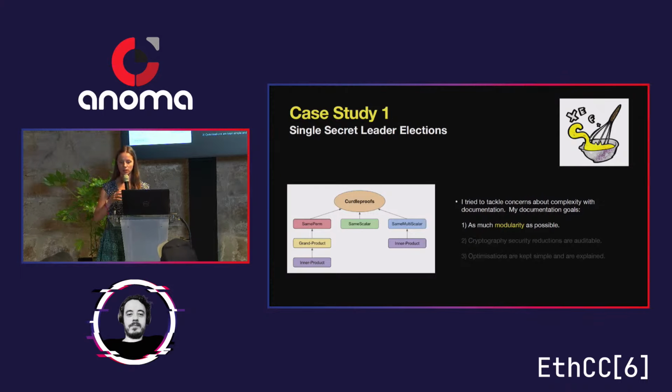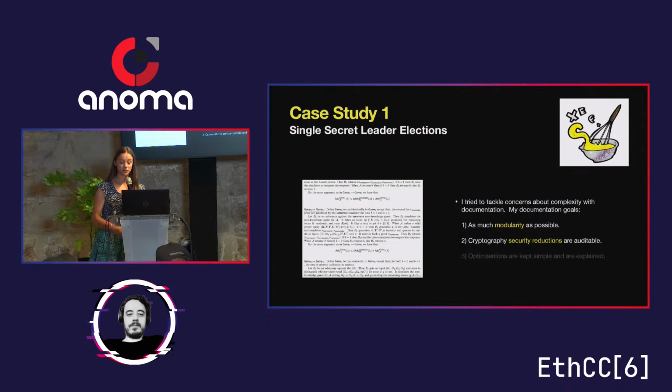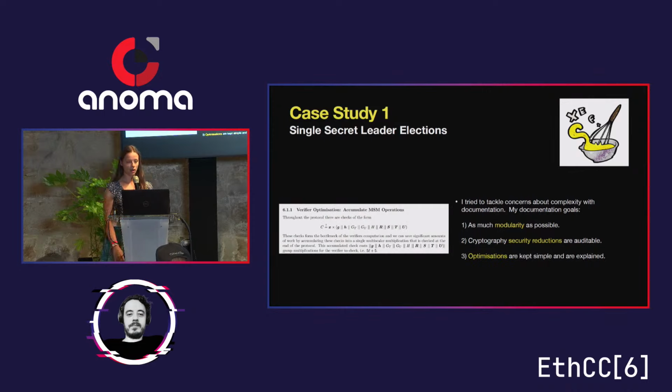And I don't mean UC by this, which cryptographers would mean something specific by. I literally just mean that the inputs and the outputs are very clearly defined, and if it's calling a sub-protocol, it's clear how it interacts with that sub-protocol. Cryptography reductions are auditable. I won't go as far as pretty, but they could at least be audited by somebody who knows what they're doing. And possibly one of the biggest ones, optimizations are kept very, very simple and are explained. So in particular, if there was an optimization which made things just a little bit better, but came at the cost of making the protocol more complex, then we didn't include it.